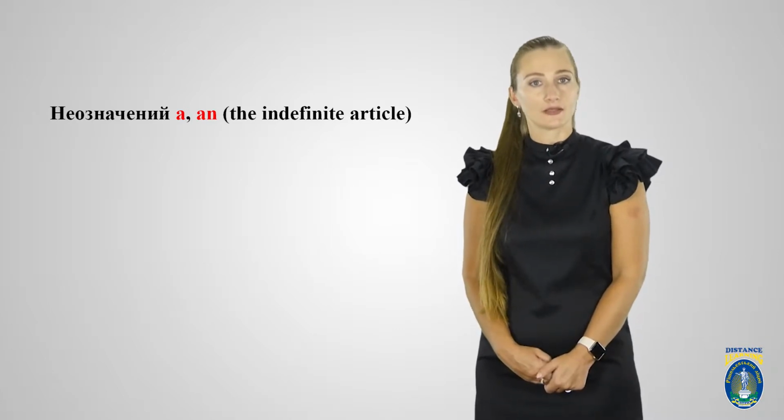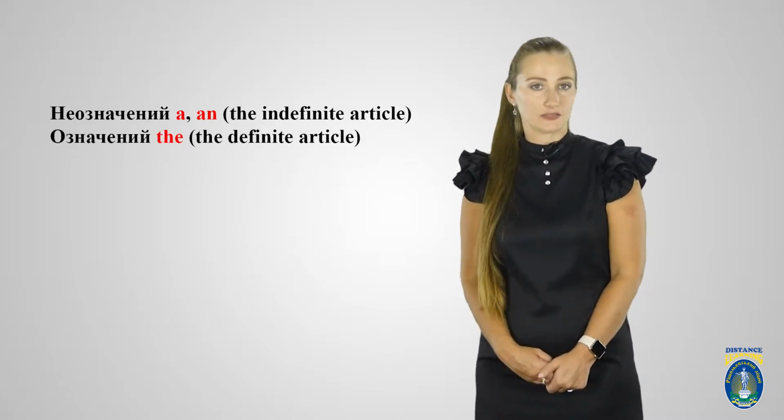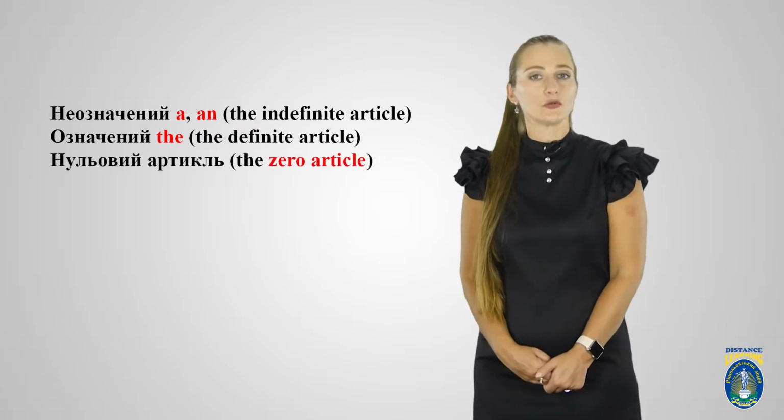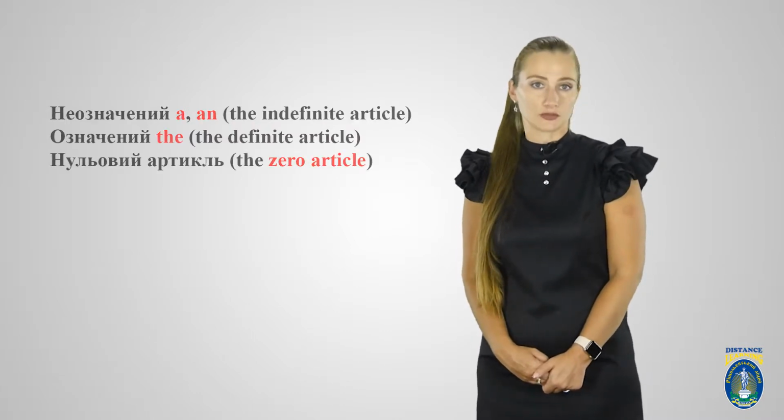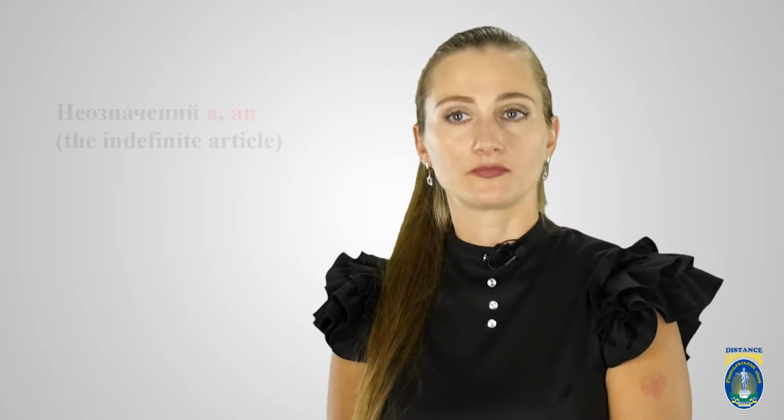Неозначений «a», an – the indefinite article. Означений «the» – the definite article. And нульовий артикль – the zero article. Let's start with the indefinite article «a».